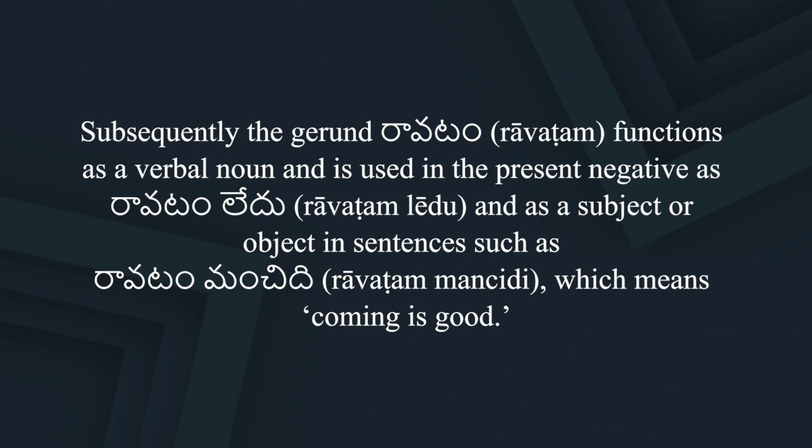Subsequently, the gerund ravatam functions as a verbal noun and is used in the present negative as ravatam ledu, and as a subject or object in sentences such as ravatam manchidi, which means coming is good. Here the list beautifully distinguishes between adjectival participles which modify nouns, such as vastunna and vachina and vache and also rani, and adverbial participles which modify verbs, such as vastu and vachi.